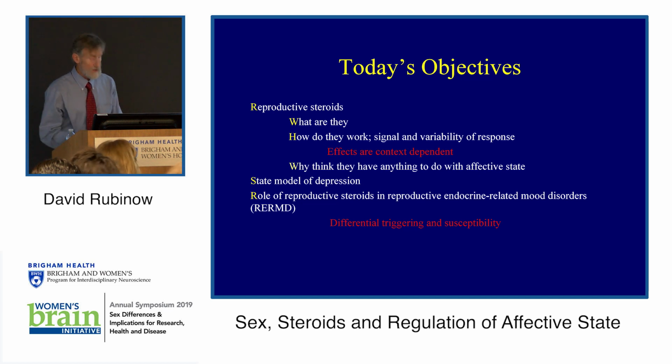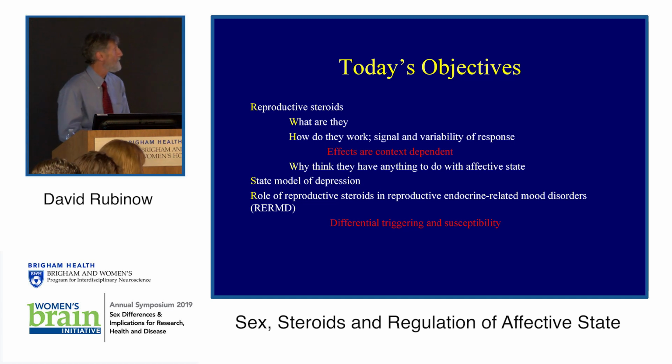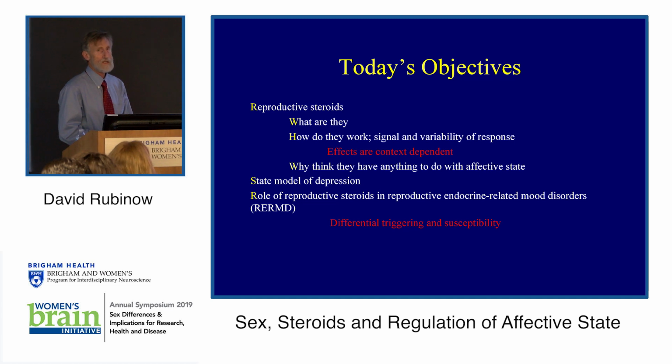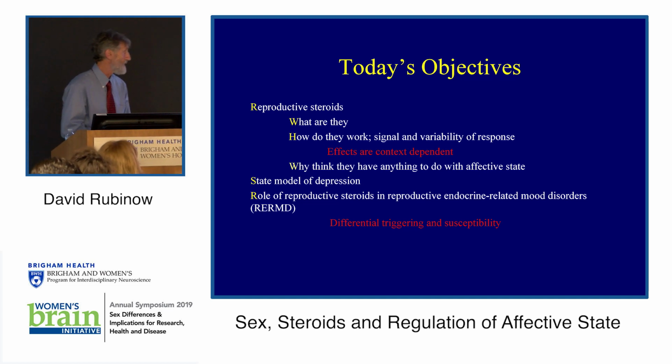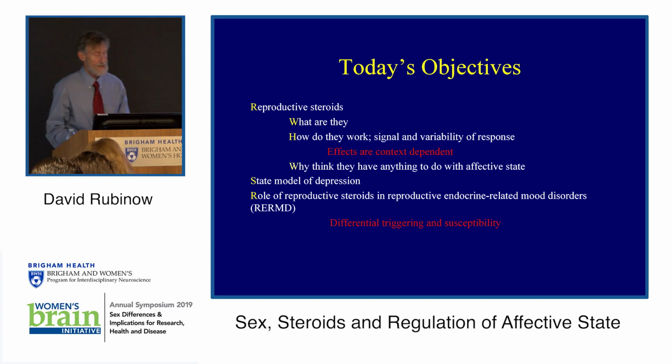So what I will be talking about is the way in which reproductive steroids can provide spectacular insights into the mechanisms underlying affective regulation and dysregulation. And I'll do that by first introducing you again to reproductive steroids, how they work, with the bottom line being that the effects are entirely context dependent, as is all physiology. And then I'll talk a little bit about depression and specifically the role of reproductive steroids in these reproductive endocrine-related mood disorders. And there again, the bottom line is that there's differential sensitivity to these steroids, and I'll try to talk a bit about why that is.